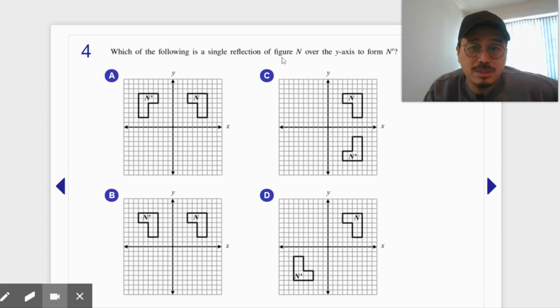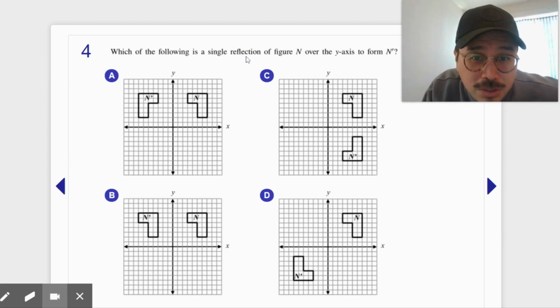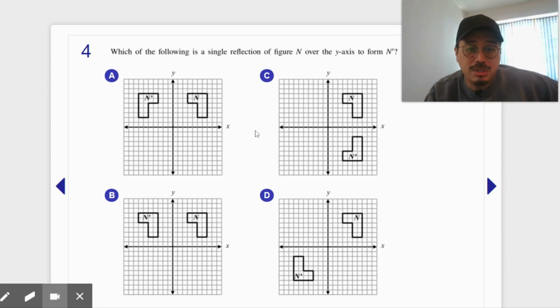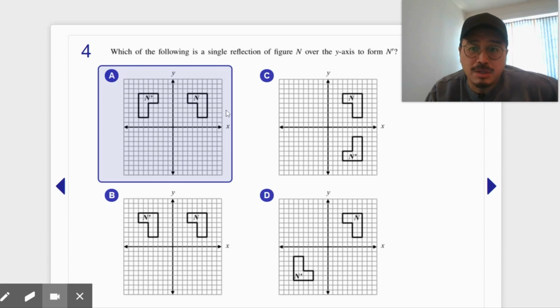All right, which of the following is a single, no, not translation, it's reflection. Single reflection of figure N to form N prime. So which one is it? Yeah, it's this one. I mean, it went from here to here, across the Y axis. Okay.